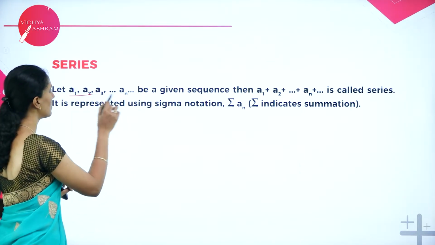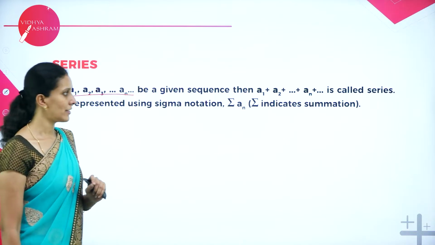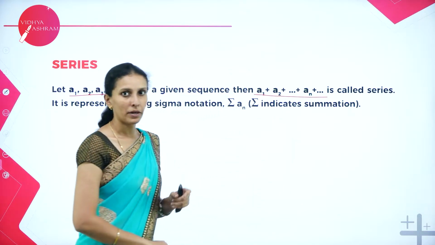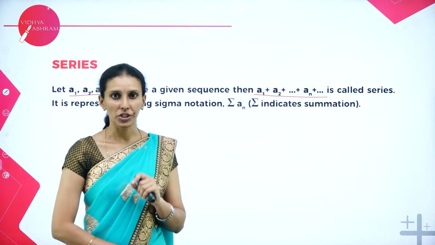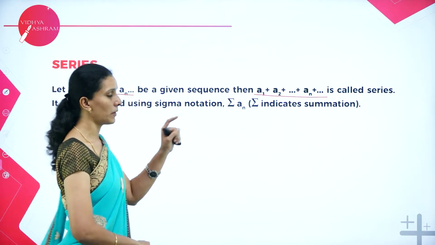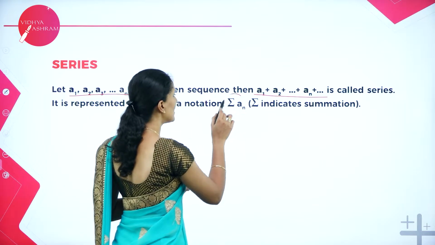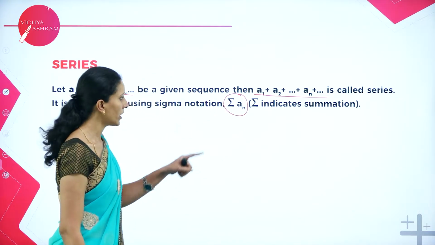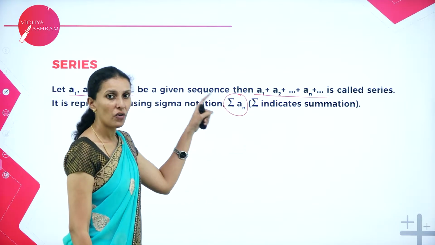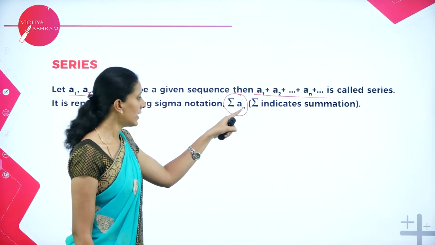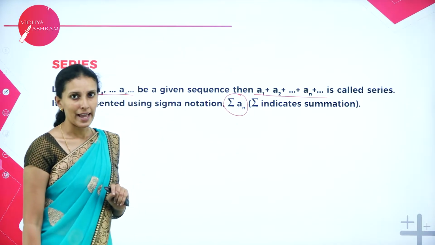Suppose you have terms like a1, a2, a3, etc., an, then the addition of all these numbers, or we call it a summation. So, the summation of all these numbers is called a series. It is denoted by sigma an. Here, this is called sigma, which denotes summation. That means you should add all the numbers from 1 to n.